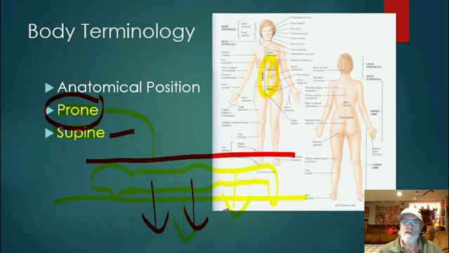So supine means lying on your back with the anterior portion, or the front, facing upwards, and prone means lying on your stomach, the anterior portion facing downwards.